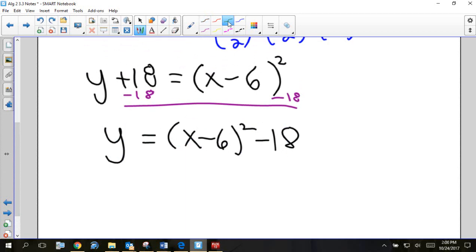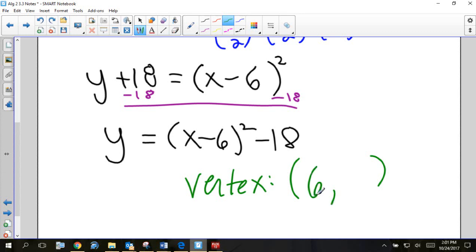So if we were graphing this, where would we put our vertex? At what 6? Positive or negative? Positive 6, negative 18. That's where our vertex would be. Remember the h and the k? And if we were graphing this, would it have a stretch or a shrink? No. Would it have a reflection? No. So it would just be the parent function over 6, down 18.